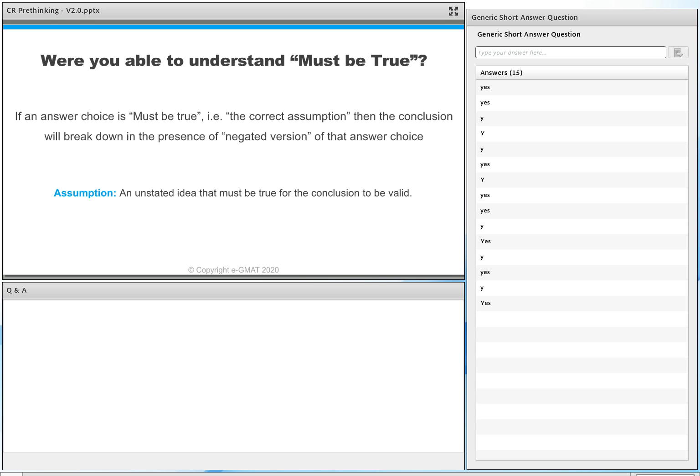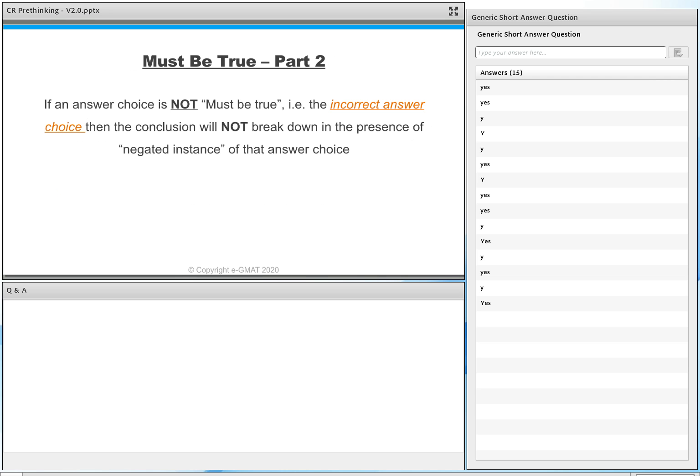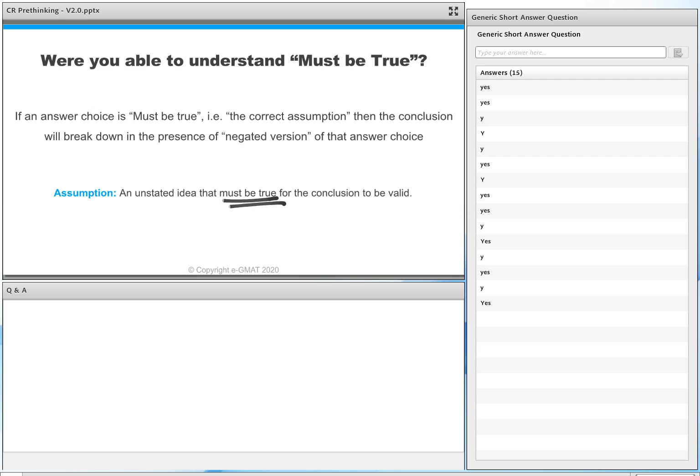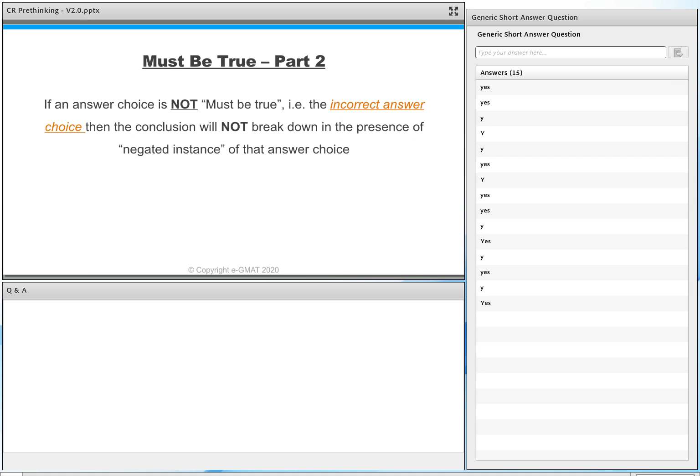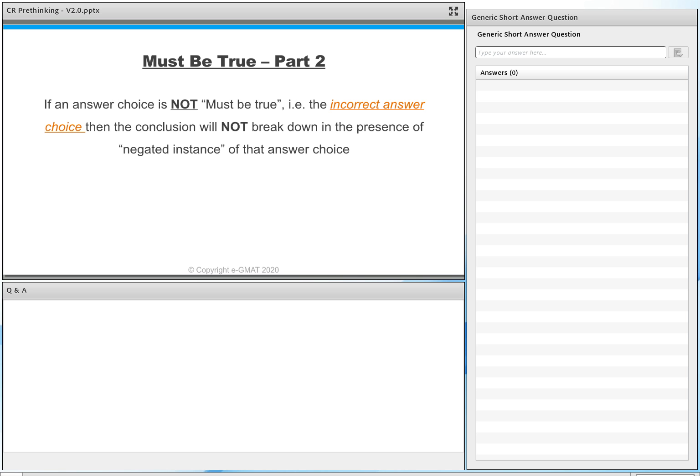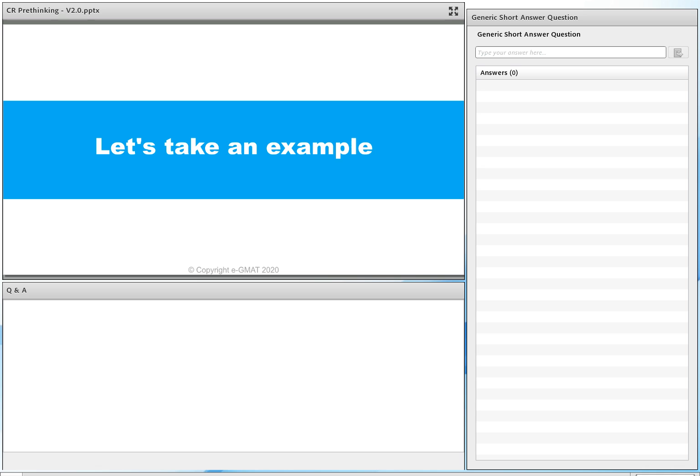So where does that must be true come from? It comes from the very definition of assumption: an assumption is an unstated idea that must be true for the conclusion to hold true. Now let's look at the other side. If the answer choice is an incorrect answer choice, one of those put there to confuse you, then if you know your stuff, you're going to find that the conclusion will not break down in the presence of the negated instance of that answer choice. So it works the other way as well. For incorrect answer choices, you will see the conclusion stays intact.